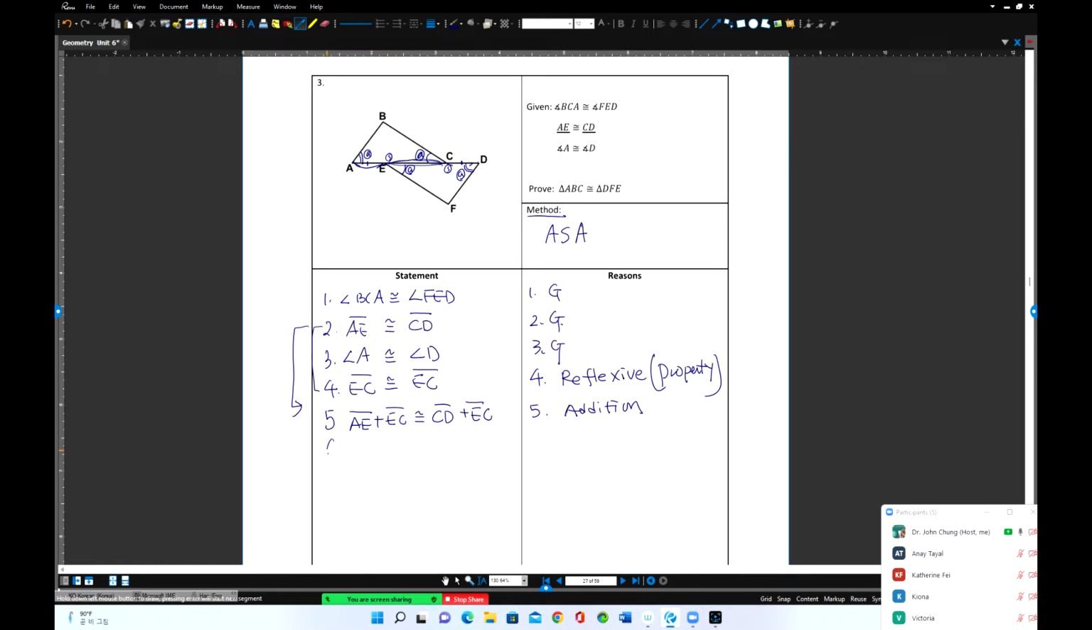Now to replace with this one, AC or ED, we need the partition postulate. Okay? AC equals how much? AC equals this side. This is AC. AE plus EC. This side is what is there? ED, right? ED equals CD plus EC. And that is partition postulate.